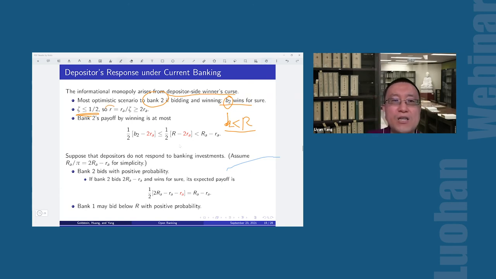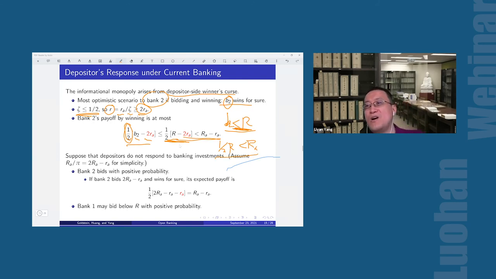Now remember the endogenous reaction of funding cost is given by RA divided by this posterior, so it must be larger than 2RA. Now think about bank two's payoff in our model. Bank two's payoff is the bid minus the funding cost. At most, the winning probability is 1/2 because the prior is 1/2. Now I know the posterior is less than 1/2, so the payoff is at most this amount. And because R2 is also smaller than capital R, it will be smaller than this one. By our assumption, because 1/2 R is smaller than RA, this is negative NPV. So you can show this is smaller than the reservation value.